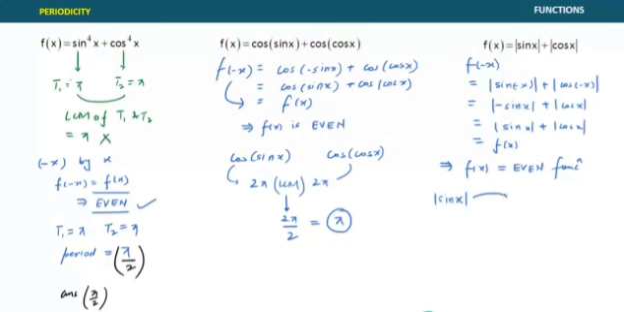Again, what is the period of mod sin x? We just did in the formula: if we take the mod, then the period will be halved. This will also have period pi. The LCM is pi, no doubt about it, but the answer is not pi, the answer is pi by 2, since it is an even function. This is how you apply that important concept in these kinds of problems. Remember all these three problems, these are very famous.